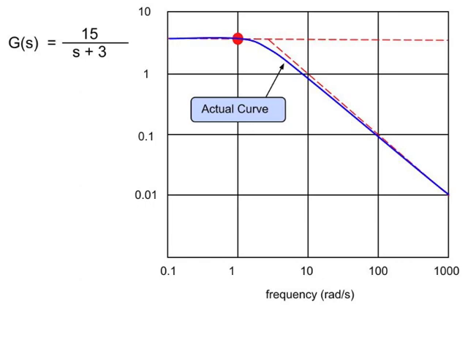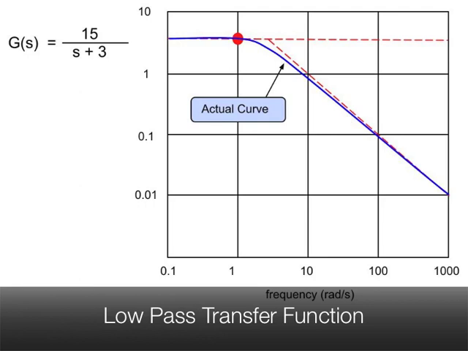We've now completed the construction of the magnitude plot for the transfer function g of s equals 15 over s plus 3. And before moving on, let's note that this transfer function is a low-pass transfer function. It keeps the low frequencies and rejects the high frequencies.